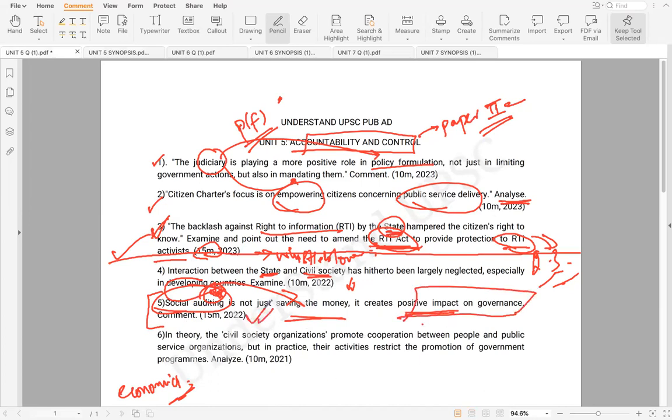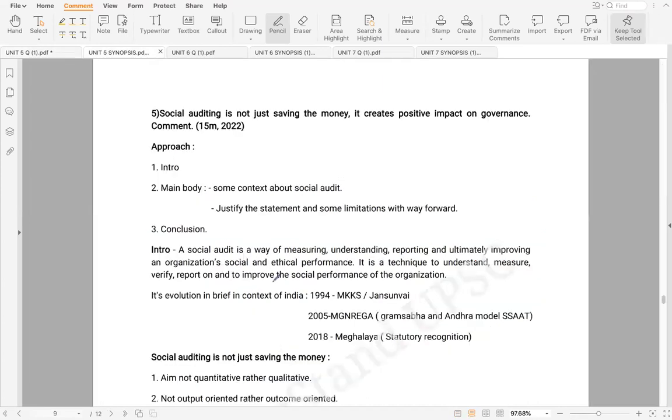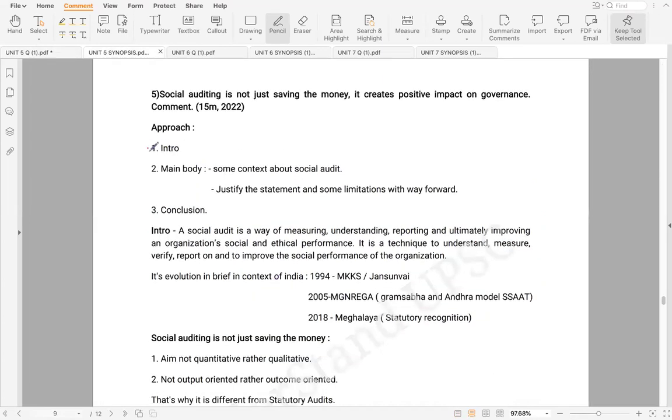We have to comment. This is a very simple question. You have the intro, body, conclusion format. In the body, we'll talk about something about social audit, and then we'll have to try to justify the statement, giving 2-3 points on how it saves money, and then a lot of other points on how it creates a positive impact on governance.